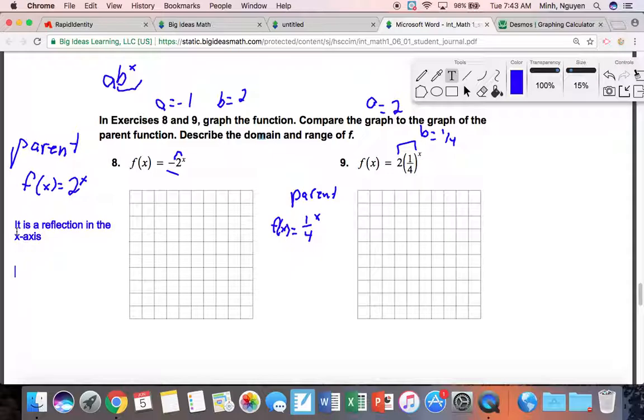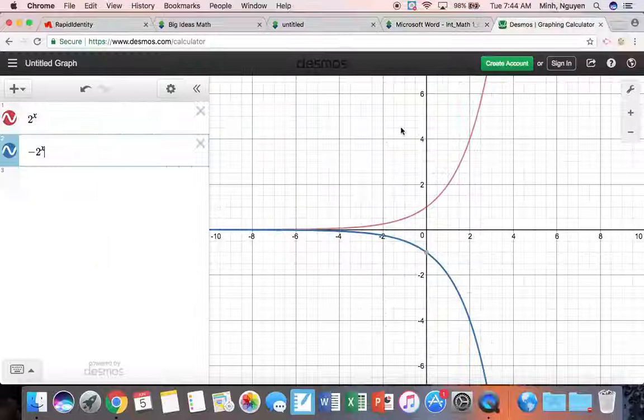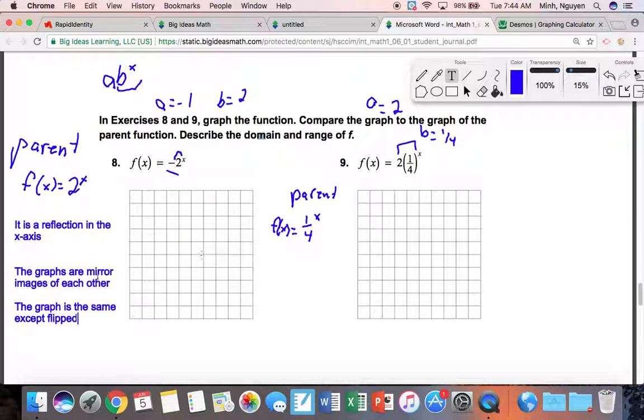If you don't know that terminology yet, which you might not, you could also say the graphs are mirror images. You should know that because you should know the concept of a mirror. Or you could say the graph is the same except flipped. Again, it's just less technical, but if that's the best way you could describe it, that's okay too. So that's number 8.